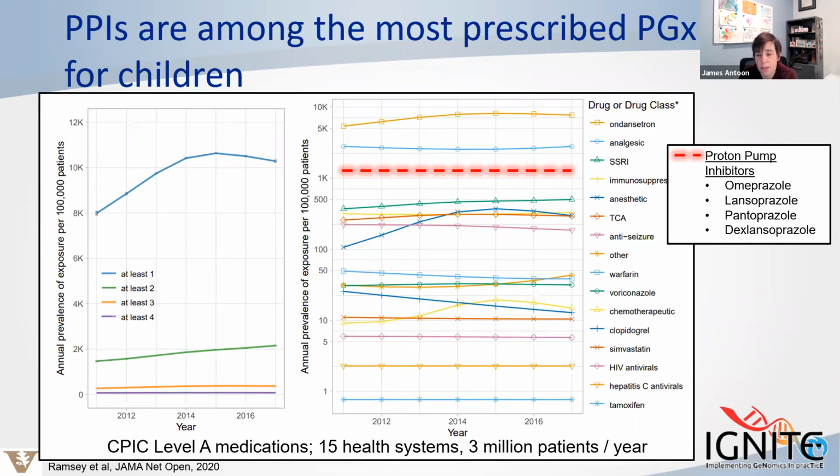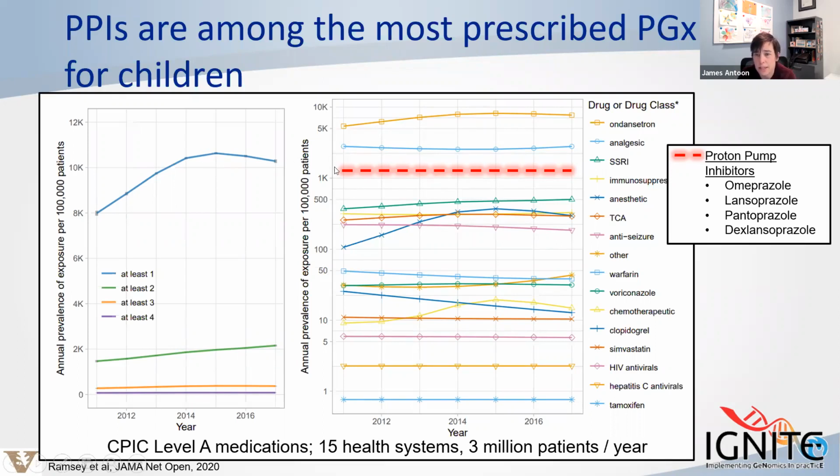And you can see clopidogrel, that drug that Sybil Van Cleve had pharmacogenetic testing for, is in the blue line close to the bottom, with fewer than 50 per 100,000 patients per year exposed to that drug. It's just not a drug that we use for pediatric patients. On the other hand, there are some drugs with good pharmacogenetic association evidence that we do use a ton in children. So ondansetron, the analgesics, formerly codeine, and now things like oxycodone, et cetera.